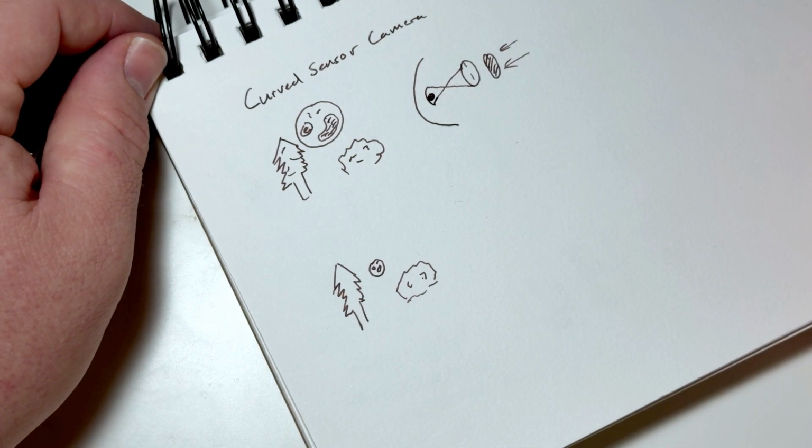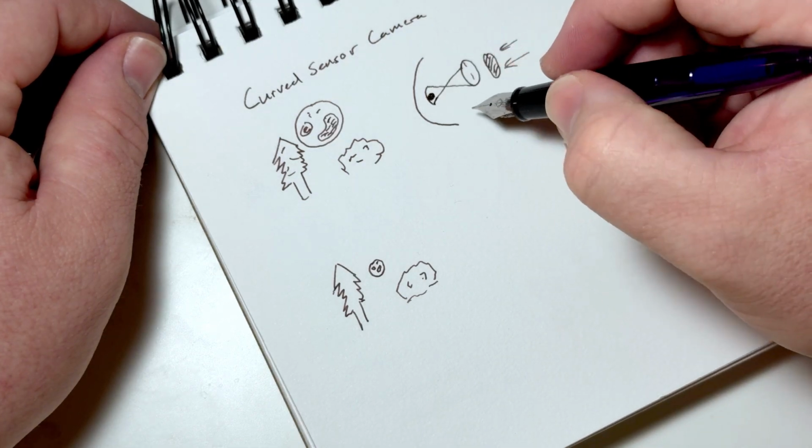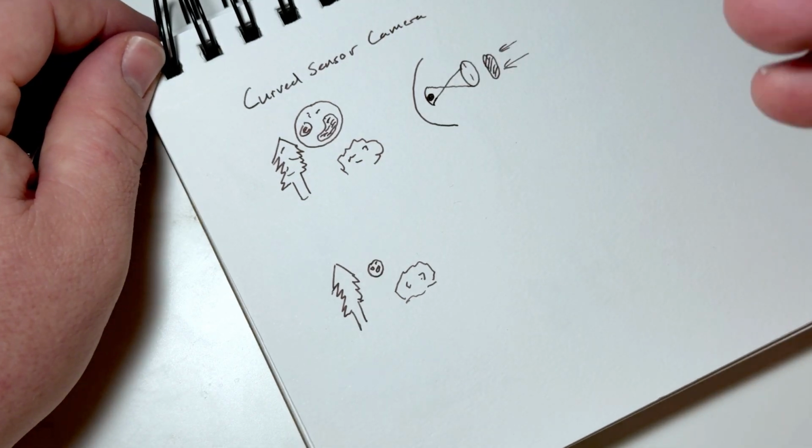That's a contradiction. There's no such thing as a curved plane. A curved surface. There we go. Talk like less of an idiot.